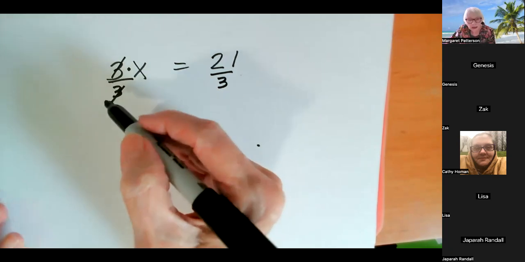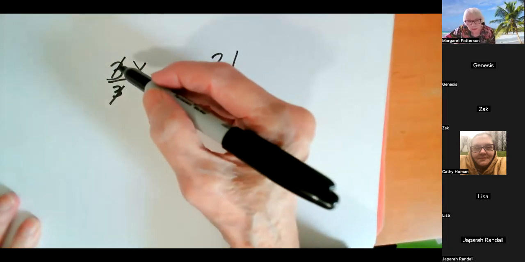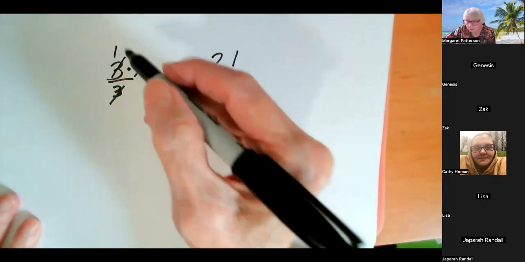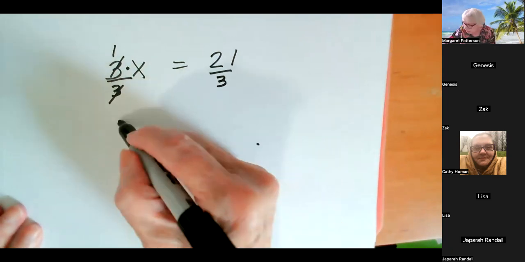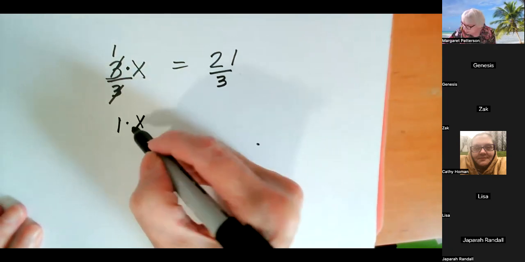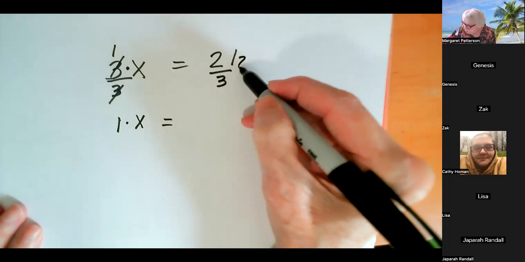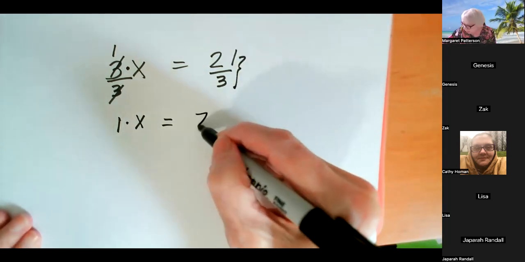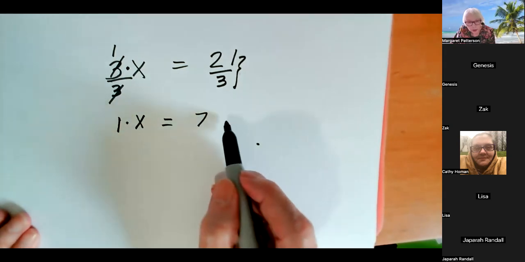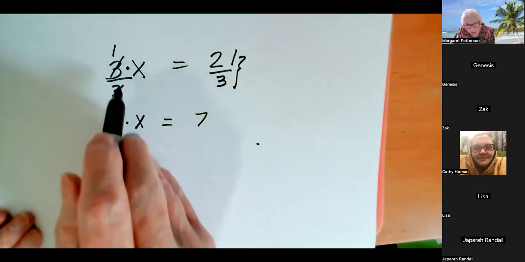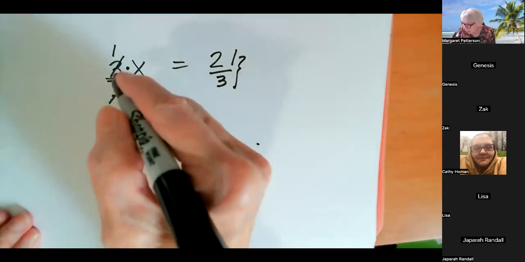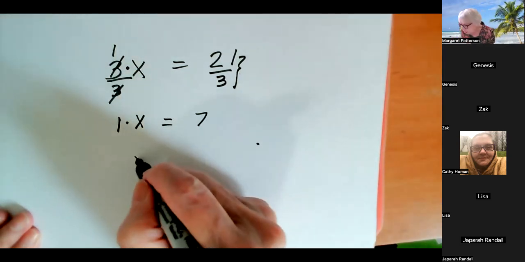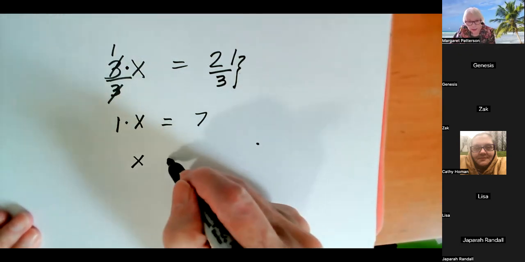Same. This doesn't go to 0. 3 divided by 3 is 1. And so this becomes 1 times X. Over here, 21 divided by 3 is 7. But again, I typically don't write that step, although that's a correct step. I just say, that's 1X. I'm going to just go to it. X is 7.